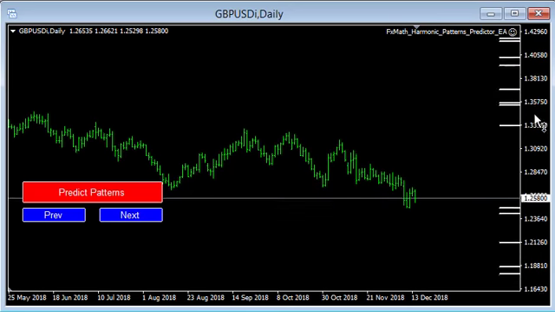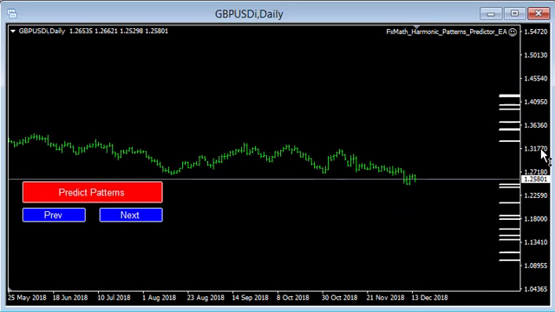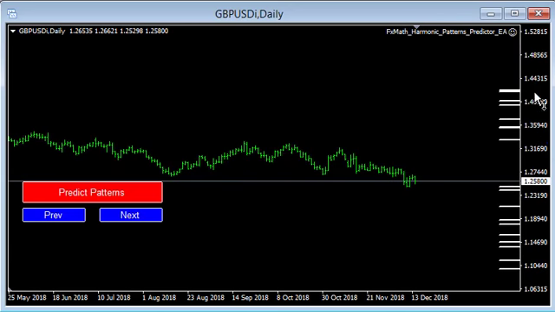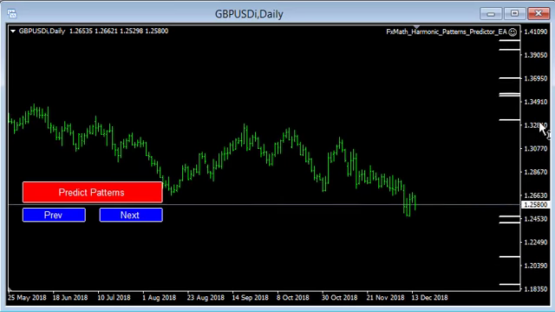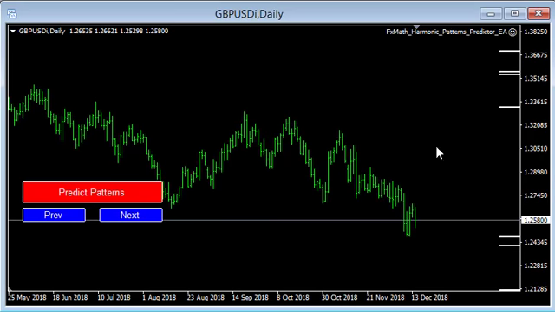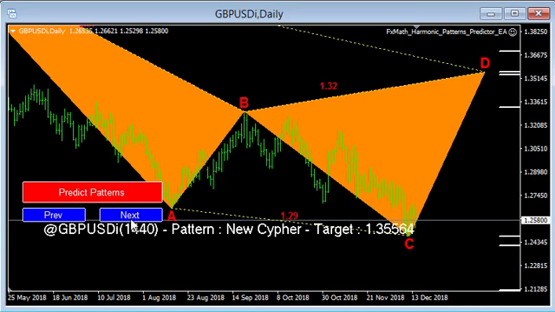And as we scroll down and shrink the chart, you can see there's a number of lines here. Now, what these represent are targets based on the C leg, then moving to the D leg. So I've already hit the predict pattern. I'm just going to click the next button and have it pop up a pattern.